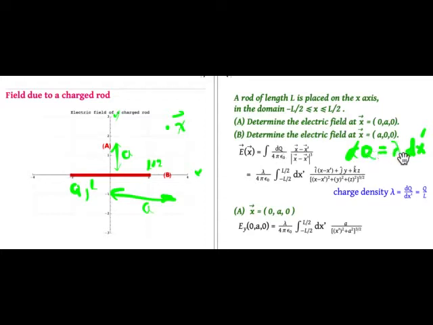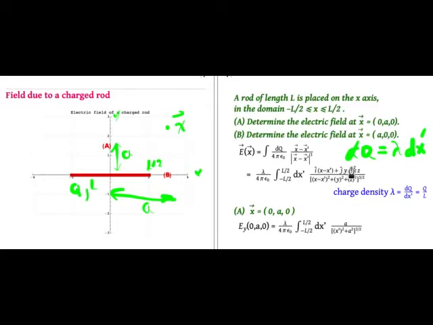So dq is lambda dx prime. I've effectively divided the rod into tiny segments of length dx prime. And dq is lambda dx prime. So lambda is a constant. I can pull it outside the integral. Lambda divided by 4 pi epsilon 0 is a constant out in front. Then the integral dx prime. X prime starts at minus L over 2 and ends at L over 2. So it's integral minus L over 2 to L over 2 dx prime.